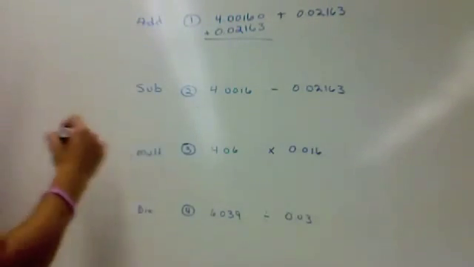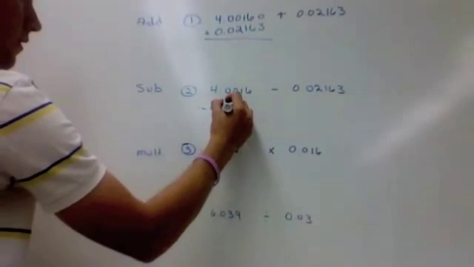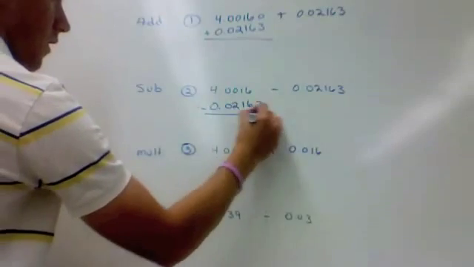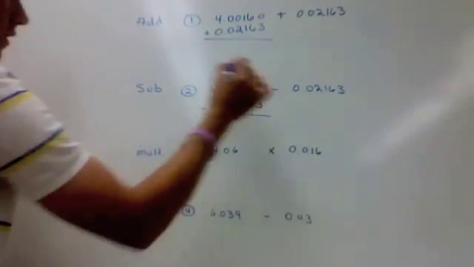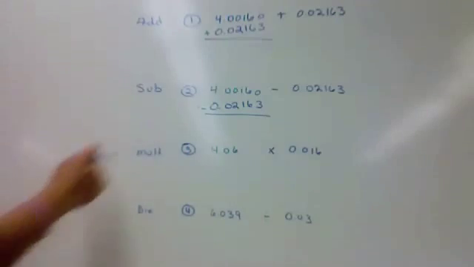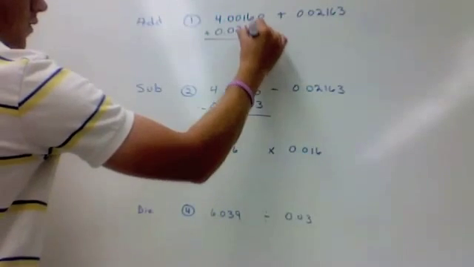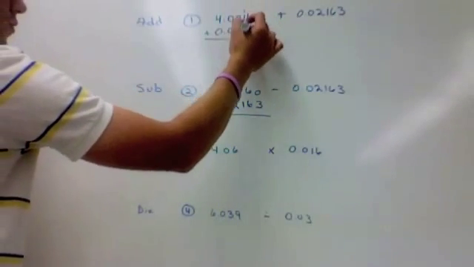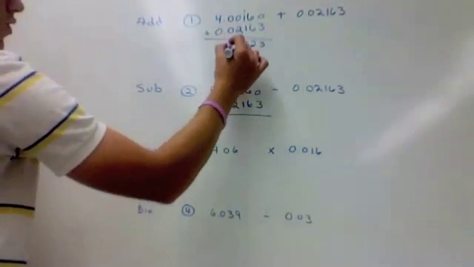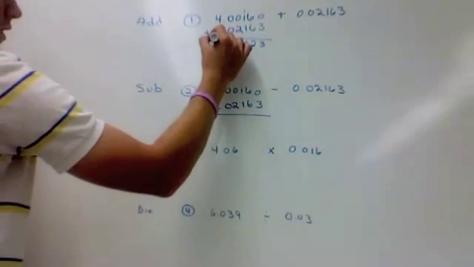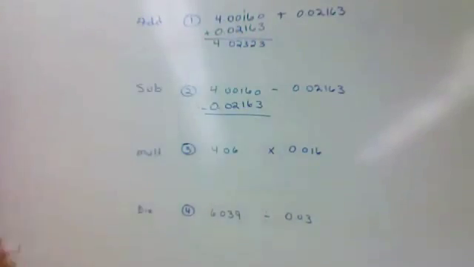So let's do the same thing with our subtraction, 0.02163. Go ahead and put our 0 here. When we add, we just go straight up and down each column. 3 plus 0 is 3. 6 plus 6 is 12. Carry our 1. 1 plus 1 is 2. 2 plus 1 is 3. 0 plus 2 is 2. 0 plus 0 is 0. And 4 plus 0 is 4. We bring our decimal straight down, and we get an answer of 4.02323. That's what happens when we add them together.